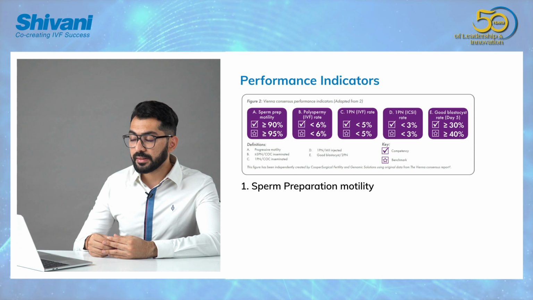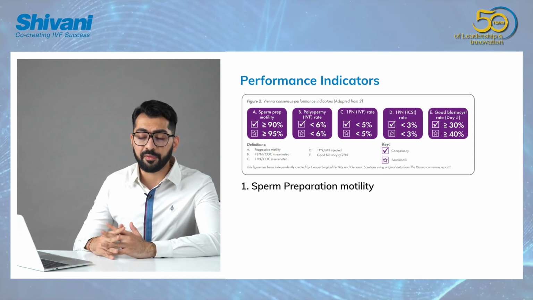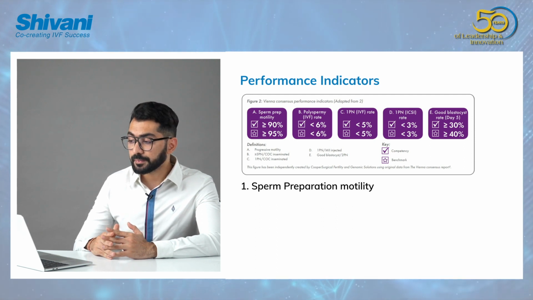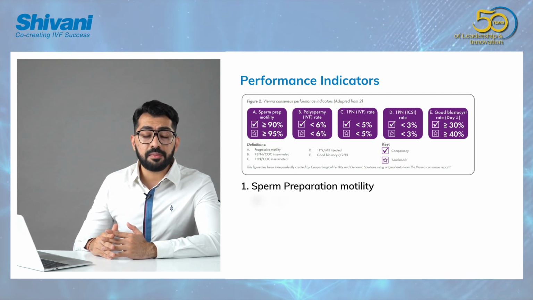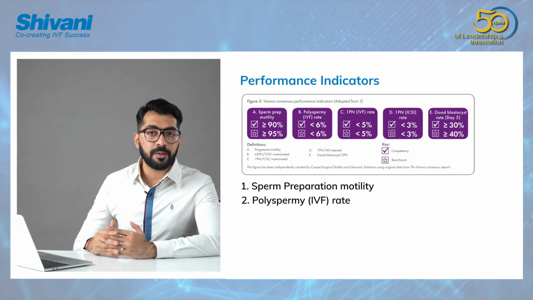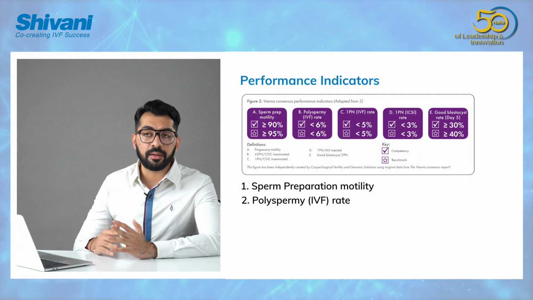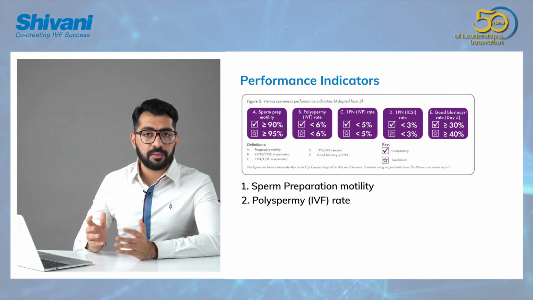So these are certain things that we can assess using the first performance indicator, which is sperm motility after preparation. The second one is basically polyspermy rate. Now polyspermy is something which people generally don't calculate. It's easy to calculate. How do we do it?